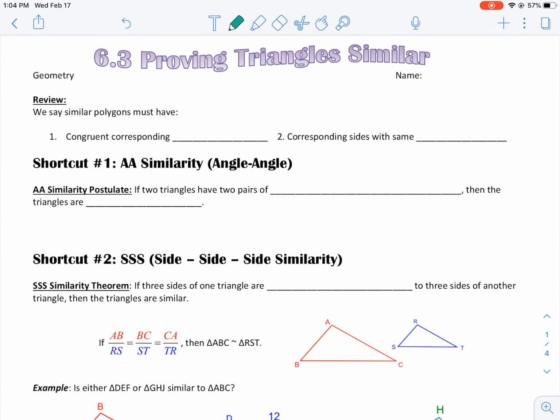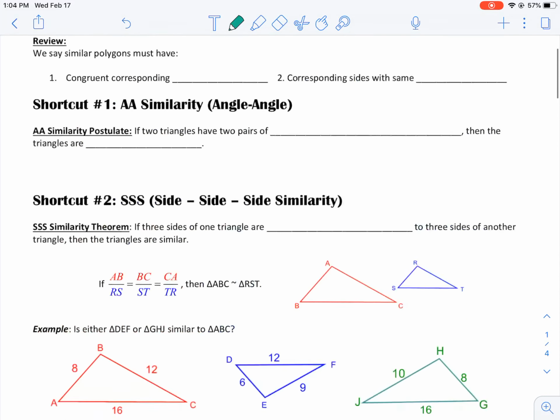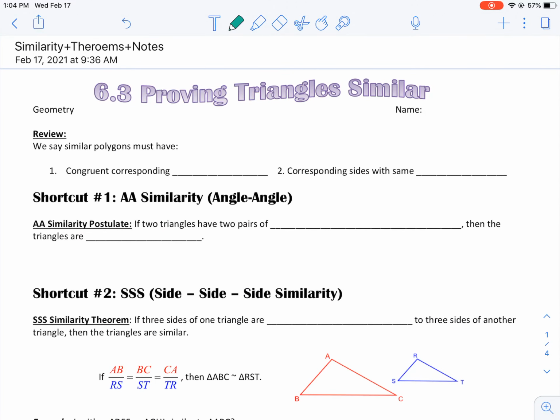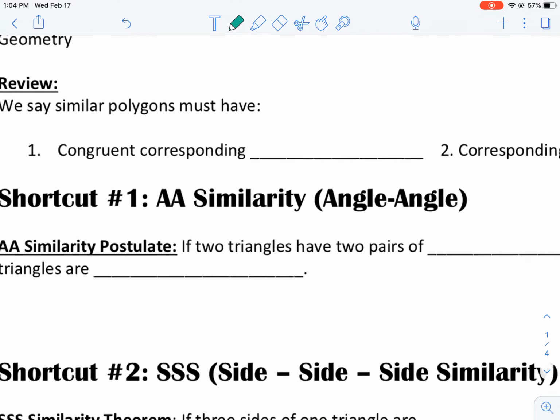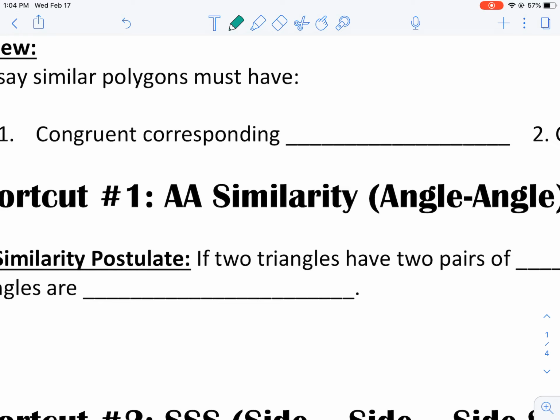In this video 6.3, we're going to be going over how to prove triangles are similar. And we're not actually going to be proving them though, so breathe a sigh of relief. All we're going to be doing is saying what congruence theorem would you use to prove that they're similar? So just reviewing real quick what similar means.